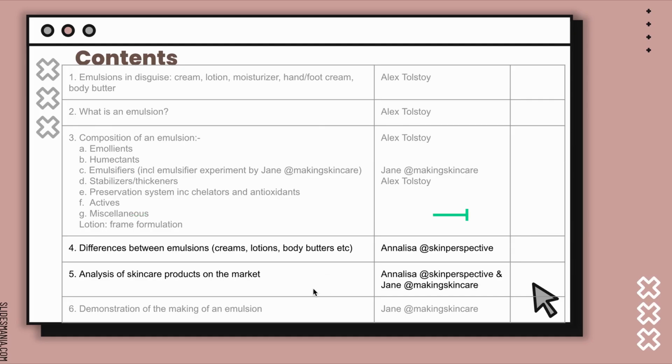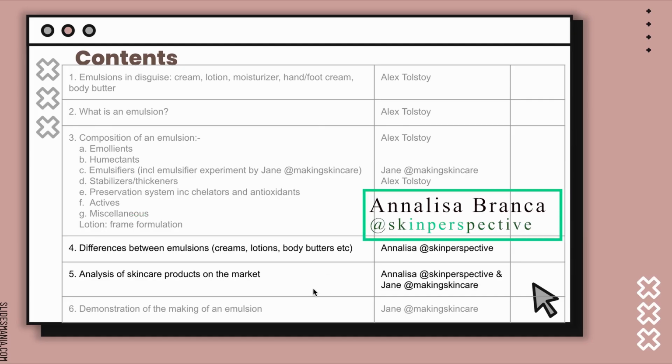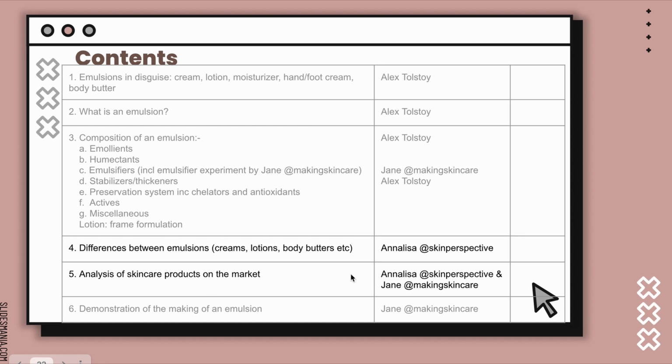Thank you, Alex, for explaining about emulsions in such detail. Now let's see the difference between various emulsions, and let's analyze some products on the market together with Jane.